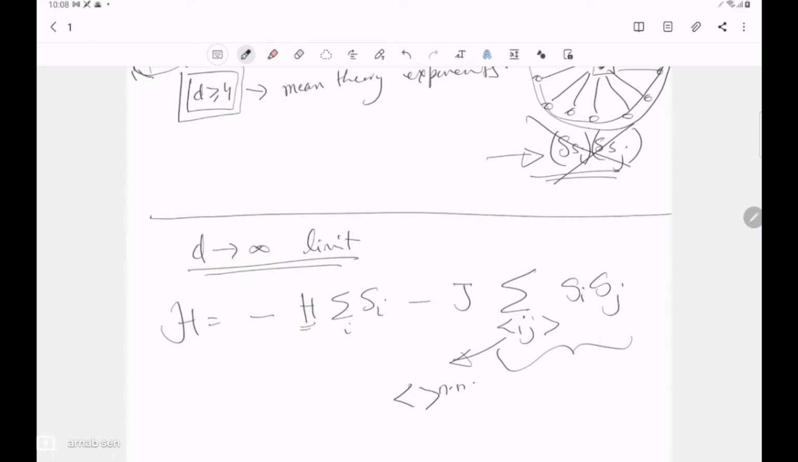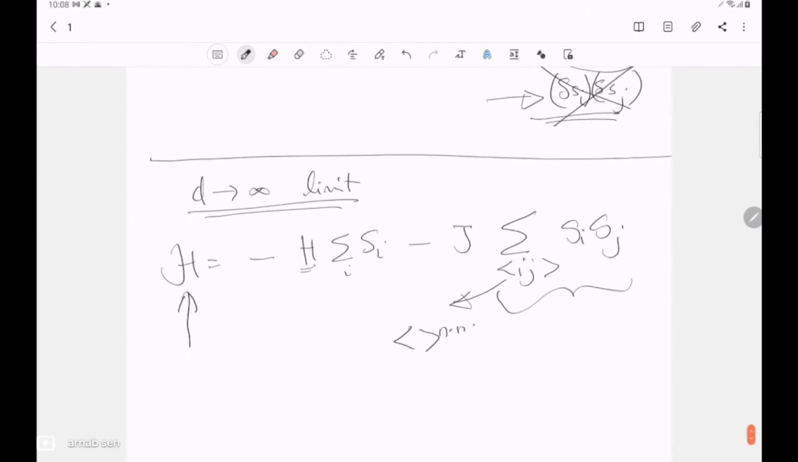So now, suppose the dimensionality of your system is very large. Let's say it's a 10,000 dimensional hypercube. Then we know that in thermodynamics, the left hand side, the Hamiltonian or the energy, needs to be extensive.